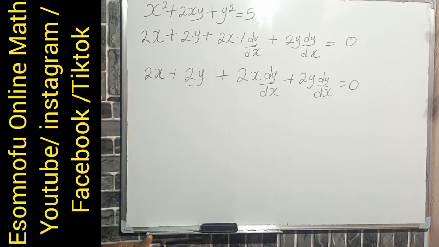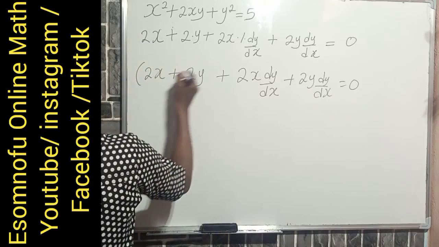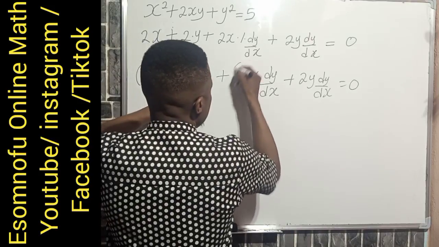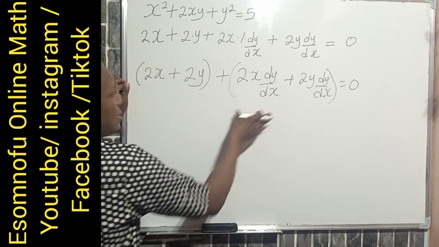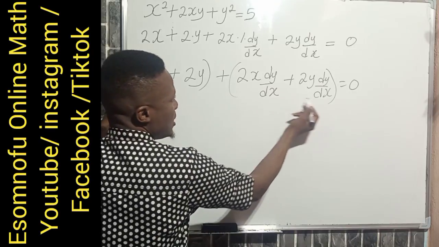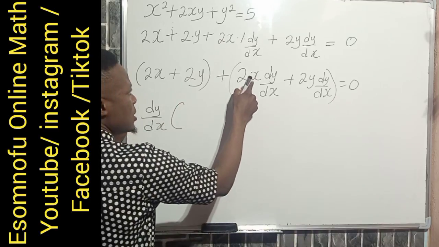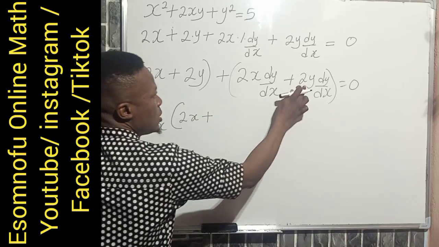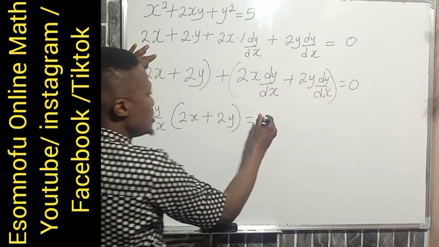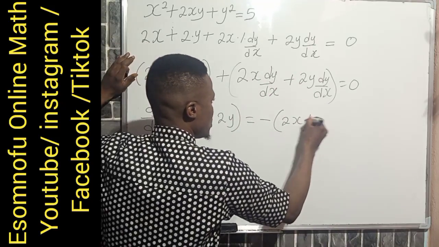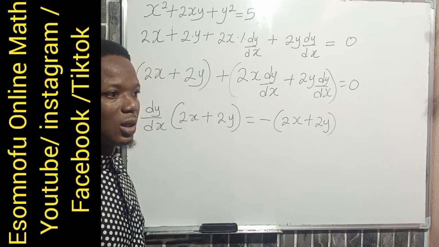If you look up here vividly, you will see that dy over dx is common here, so you can factor it out. Now let me take this to the right hand side. But before that, dy dx is common, so I'll factor out dy dx. So dy over dx into what is left here, 2x plus what is left here, 2y, equals this whole term here crossing over will turn to negative 2x plus 2y, because when a positive term or expression crosses the equality sign, it changes to negative.